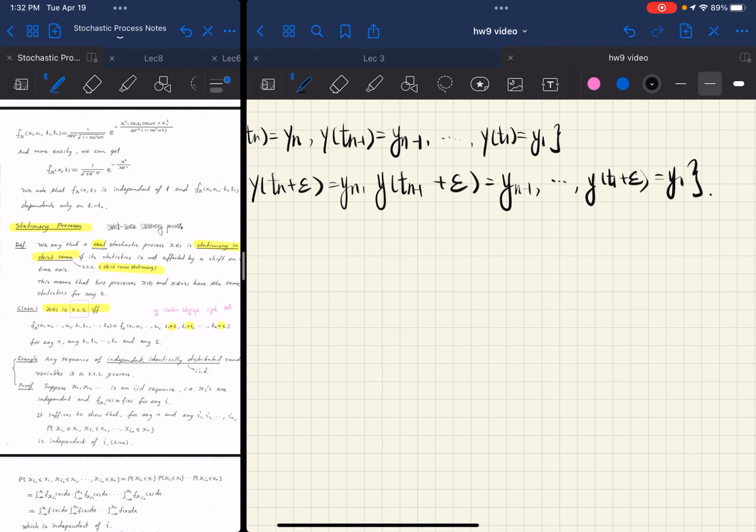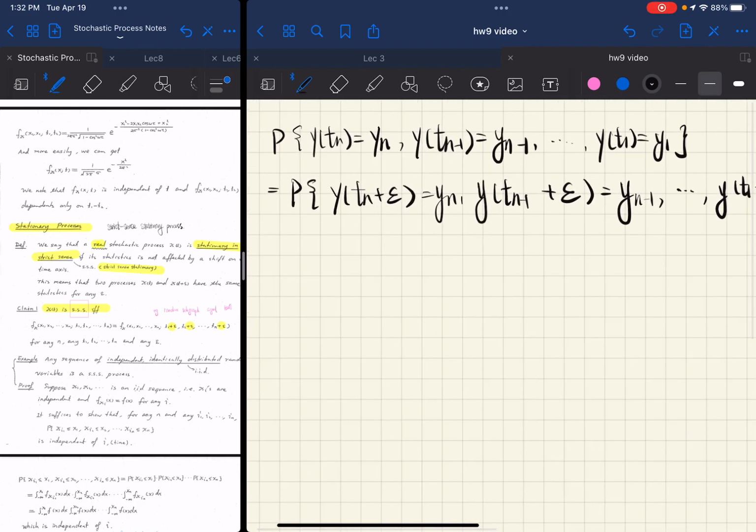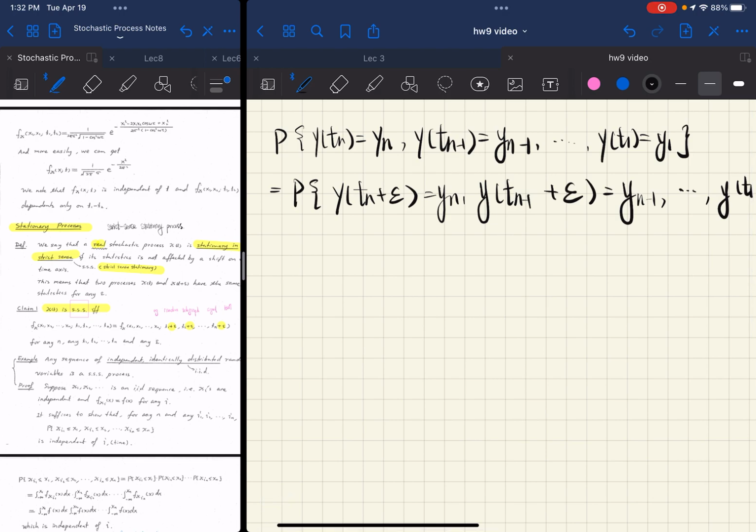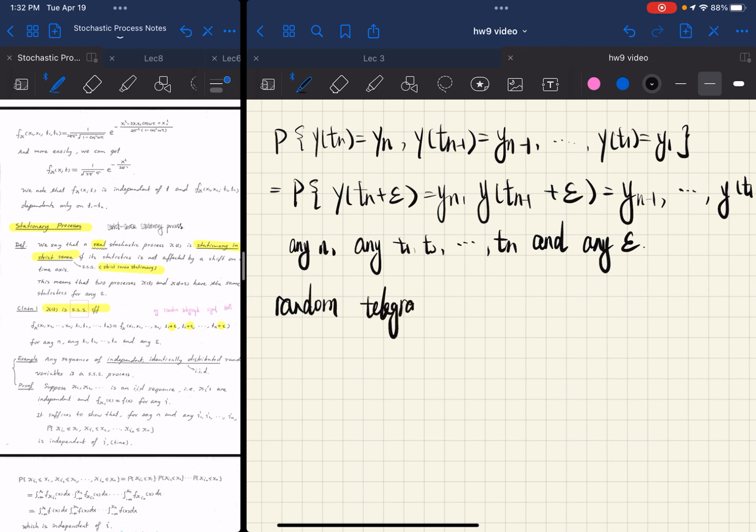So if we can show that the random telegraph signal meets this property, then it is a strict-sense stationary process. The above equation is valid for any n, any t1, t2 to tn, and any eta. Since we know that the random telegraph signal follows a Poisson process, the current state is independent of the many previous states, and it is only dependent on the previous one state.